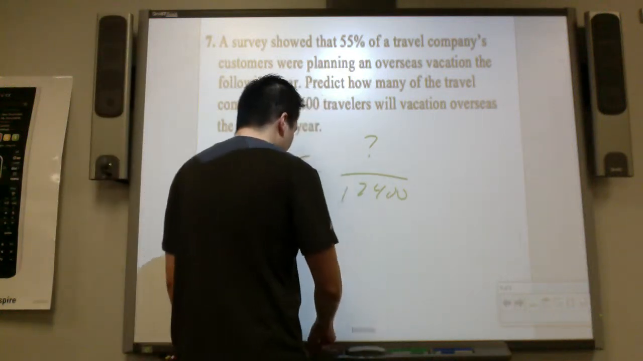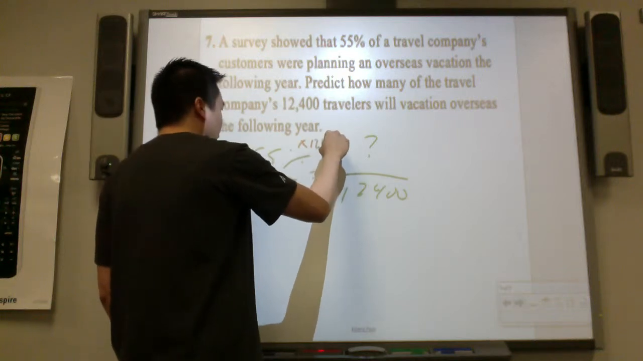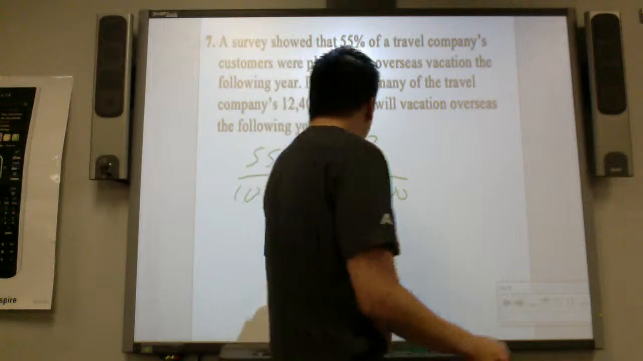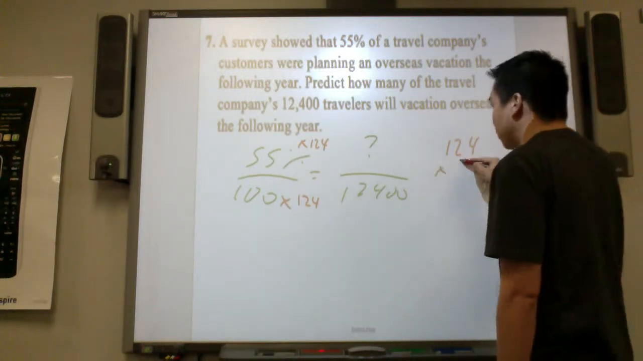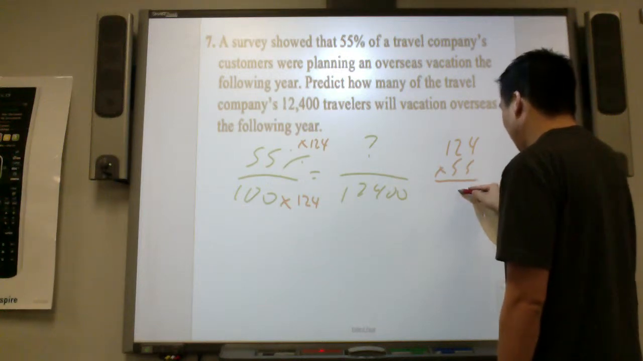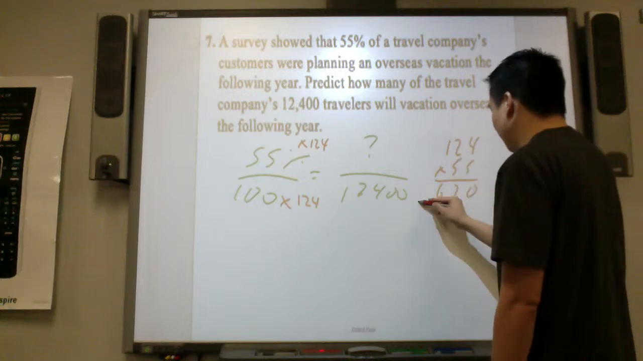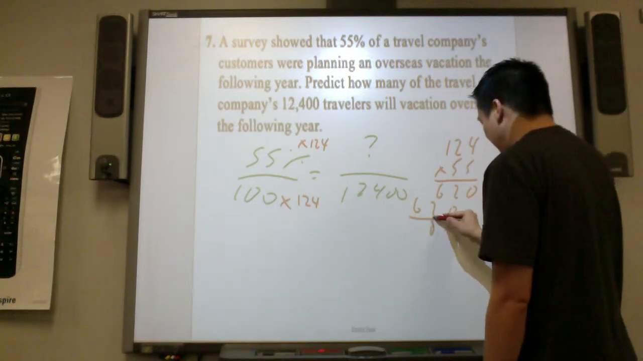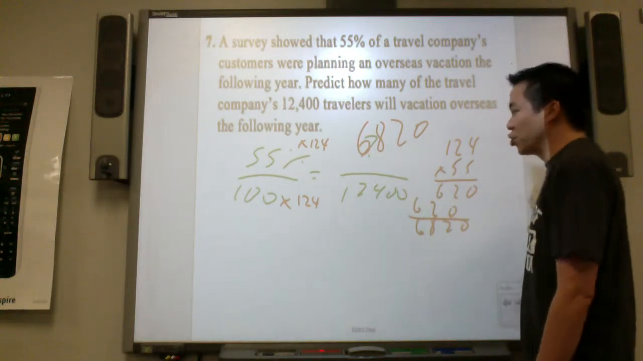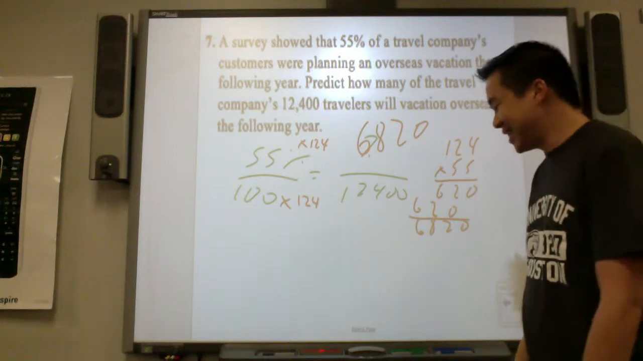Can you build this up? Yes, you can. You can build it up by 124. If you don't know, divide the two numbers to figure it out. So what is 124 times 55? That's 20 carry the 2, 10, 12 carry the 1, that's 6. 20 carry the 2, that's 12 carry the 1, 6. 0, 2, 8, 6. 6,820 customers out of 12,400 travelers will be going overseas.